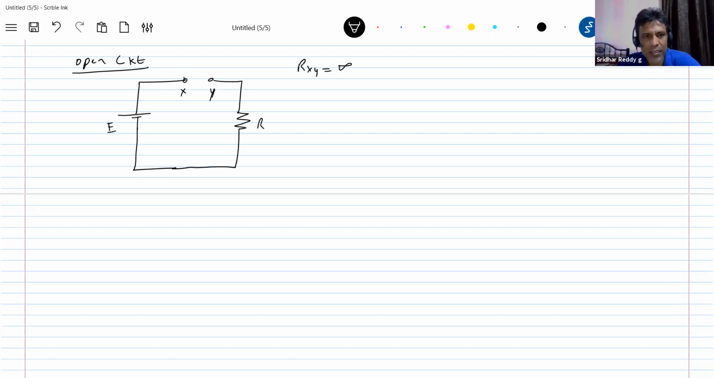Then let's write the loop equation: plus E minus I into Rxy minus I into R equals 0. I have to show infinity, no? So what is the expression for I? I equals E divided by (R plus Rxy). What is the resistance of the open circuit terminal? Infinity. So anything divided by infinity will be 0. So no current flows. Will there be any potential drop?